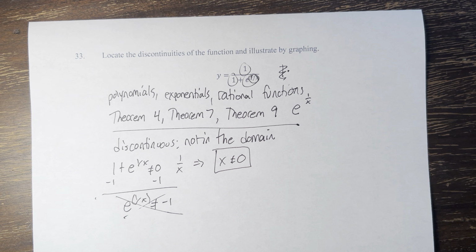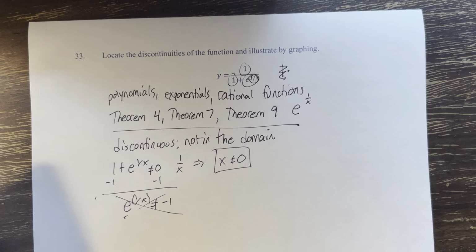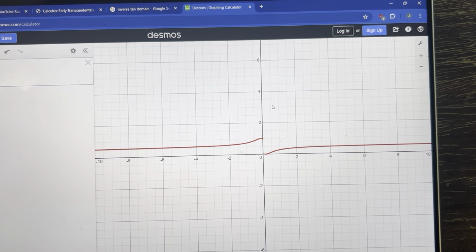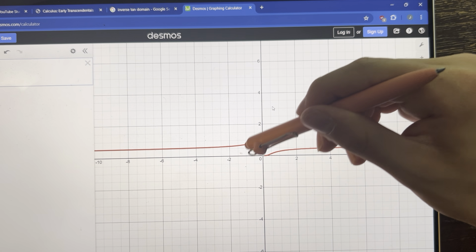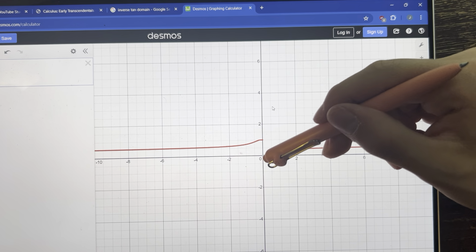And we can see this by graphing the function, right? This isn't just a function that we know or can apply a quick transformation to. So you can plot points by hand, but I think the easiest way is just to pull it up on a graphing calculator. And we can see here that it is continuous except at x equals 0, where we have a jump discontinuity.